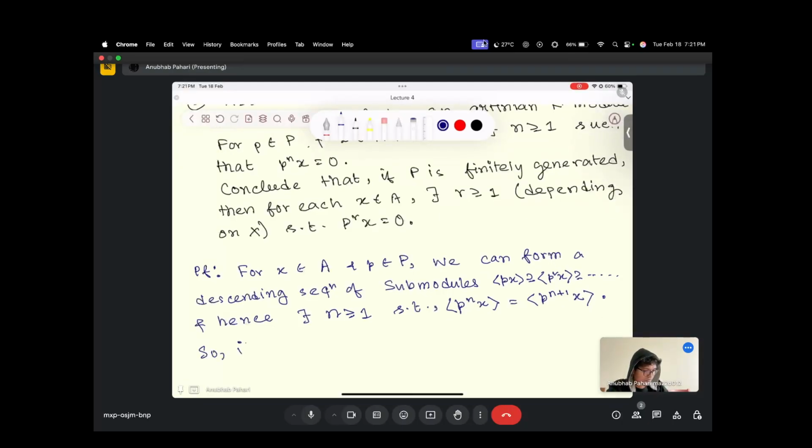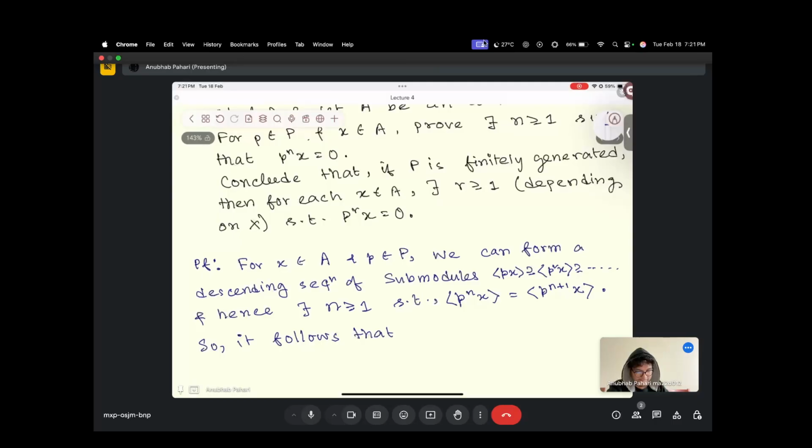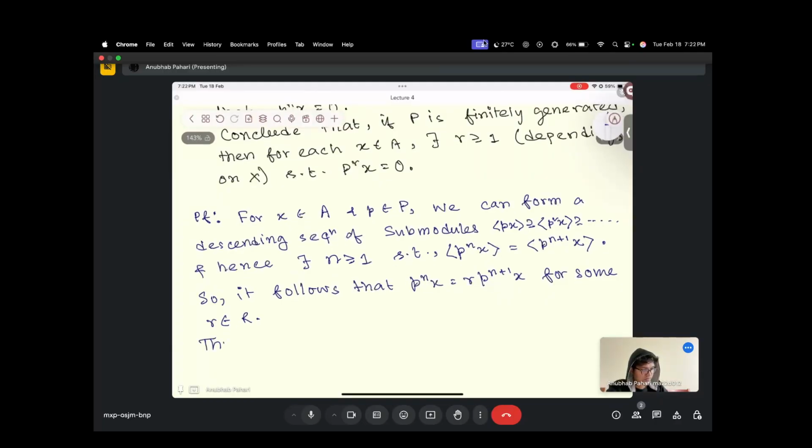So it follows that p^n of x equals r p^(n+1) of x for some r of R. Thus (1 minus rp) p^n x should be 0. That means you are just subtracting r p to the power n plus 1 of x and just taking common.